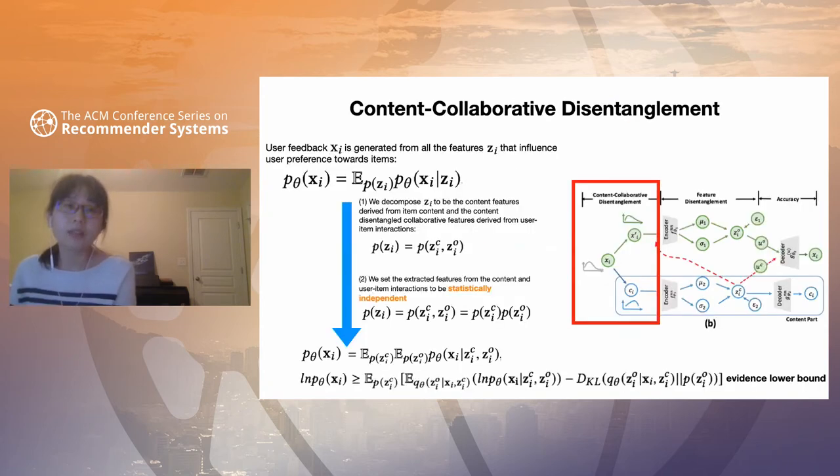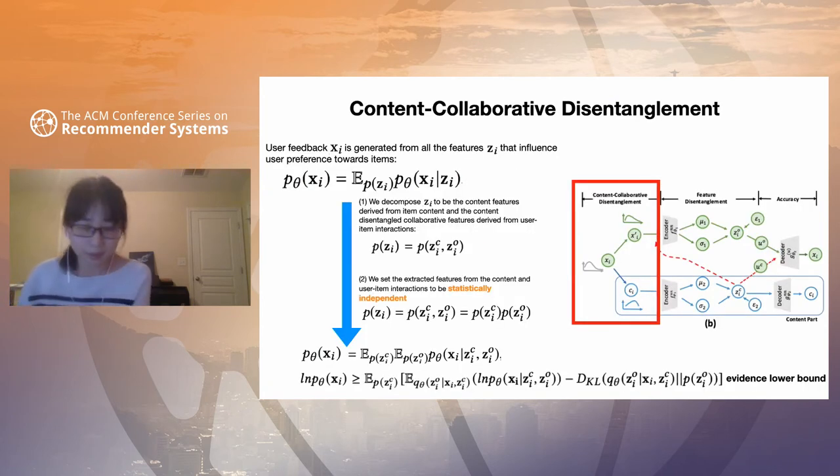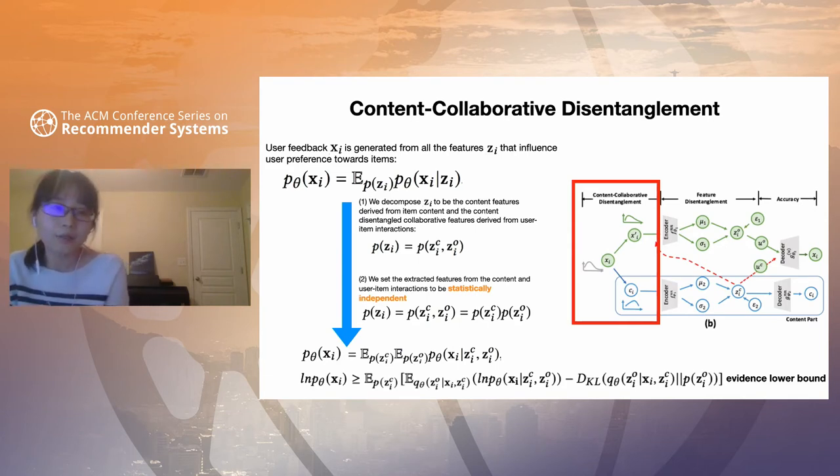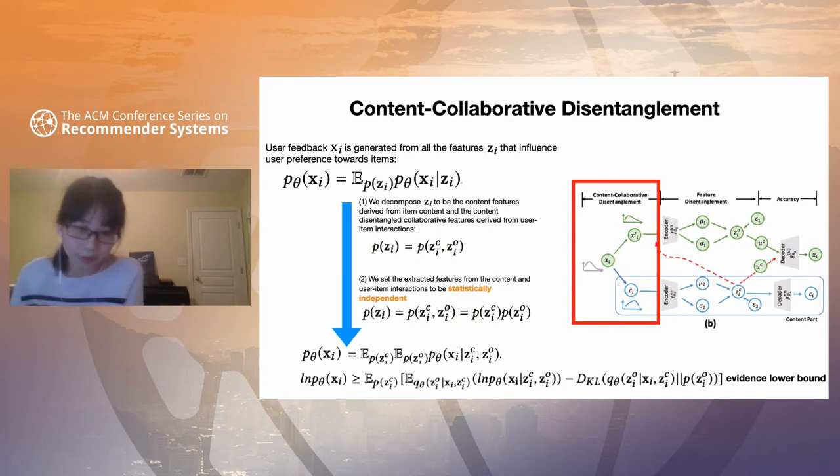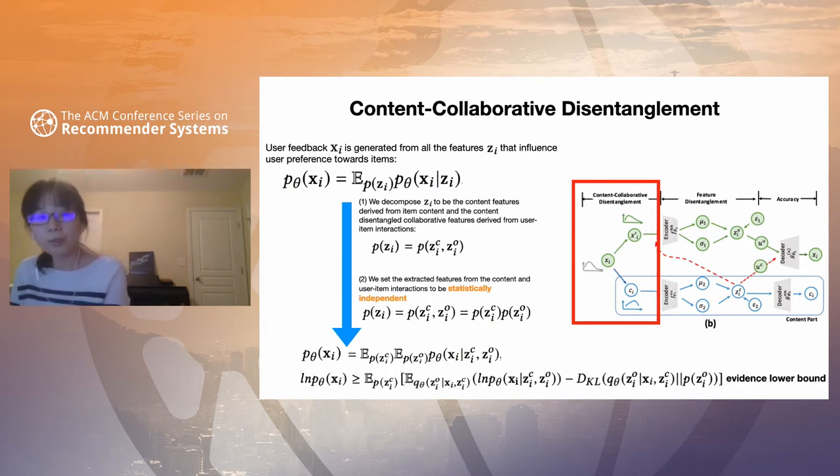Okay, let's look at the content collaborative disentanglement first. We design a user feedback XI based on the item feedbacks, which is generated from all the features ZI that influence the user preference towards items. Then we decompose ZI into the content features ZIC and the content disentangled collaborative features ZIO. Thus, the distribution of ZI can be represented as the joint distribution of ZIC and ZIO.